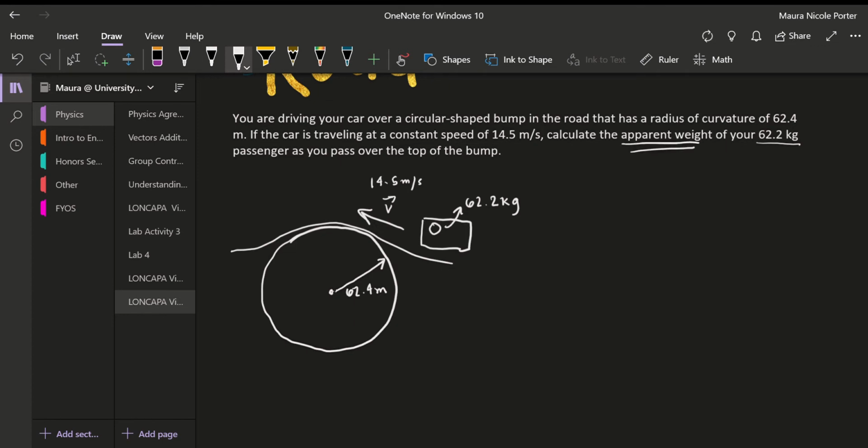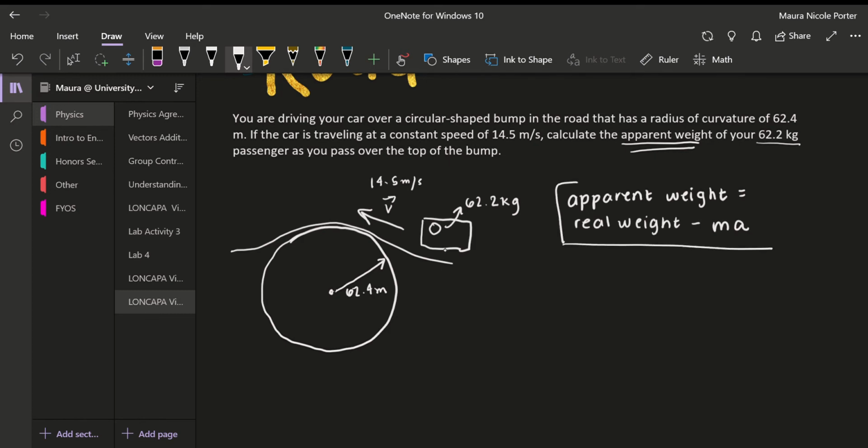So apparent weight is equal to real weight minus mass times acceleration. So I'm just going to kind of box that so it's off to the side, and we can reference that as we start this problem.